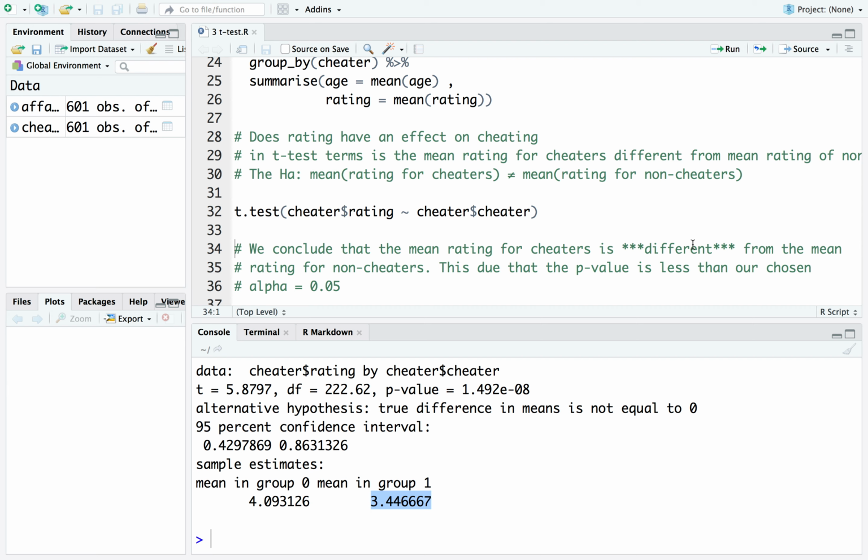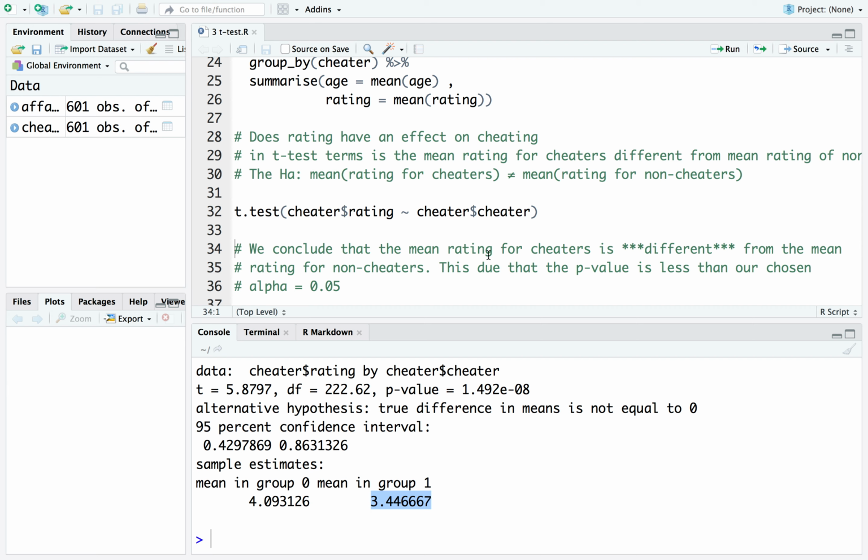You're saying, whoa, why do you say that? It's not different, it's that the mean rating for cheaters is smaller. But no, our test just tested for, is it different? So that's what we're going to report on: the mean rating for cheaters is different from the mean rating for non-cheaters. This is due to the p-value being less than our chosen alpha.